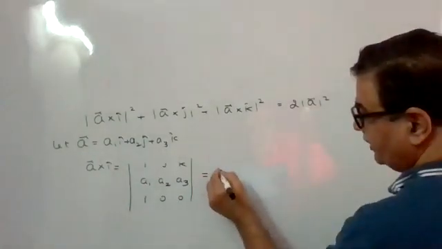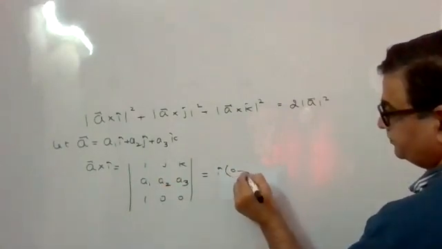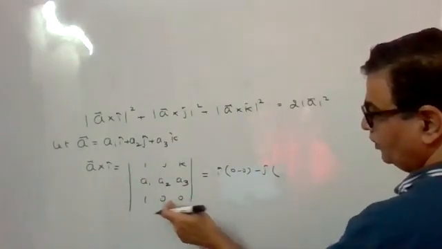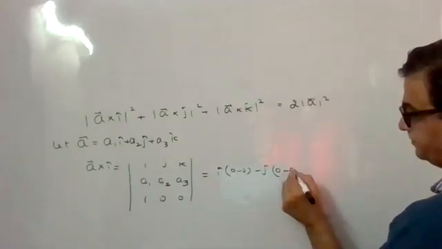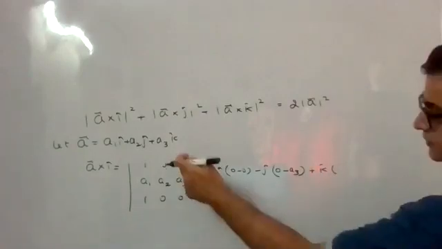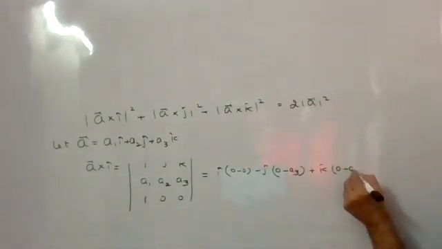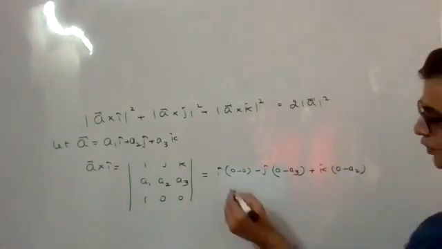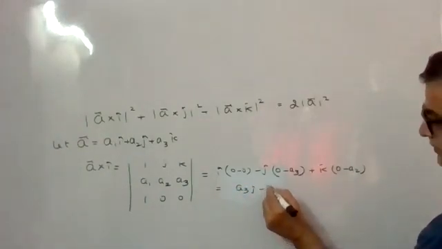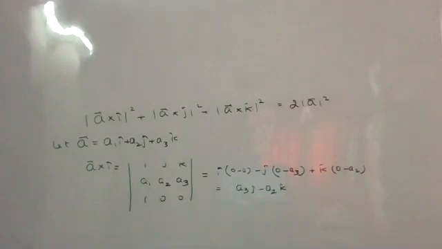Now when you solve it, what will come? I times 0 minus 0, minus of J, so it will be 0 minus A3, and then comes plus K, it will be 0 minus of A2. So it will come out to be A3 J minus A2 K. This is A cross I.